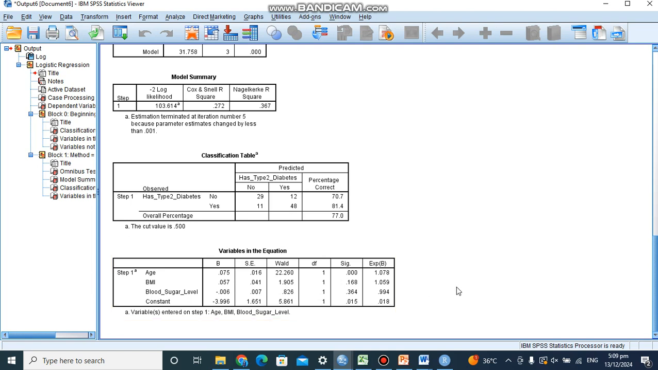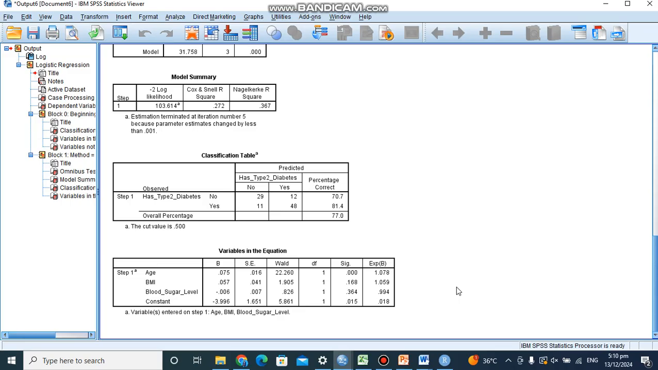So in conclusion, age is a significant predictor of type 2 diabetes, with higher age increasing the likelihood of having the condition from our results. Also, the body mass index and blood sugar level, like we can see here, do not significantly predict type 2 diabetes in this model. This model generally shows a reasonable predictive power with 77% overall accuracy. However, adding other variables or refining the model may improve the predictive strength.